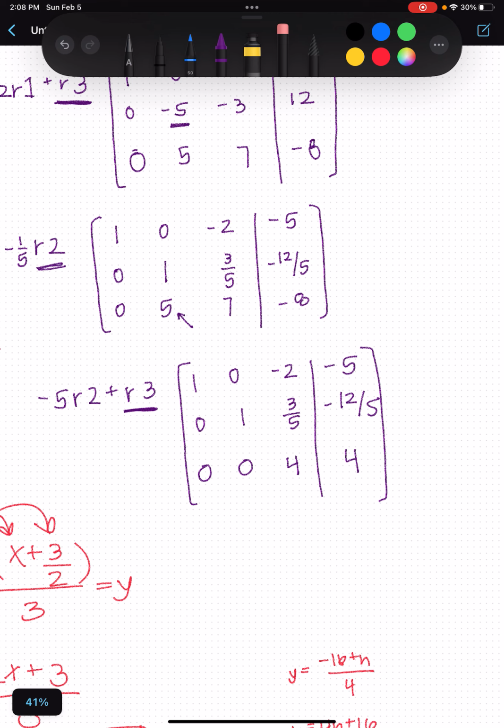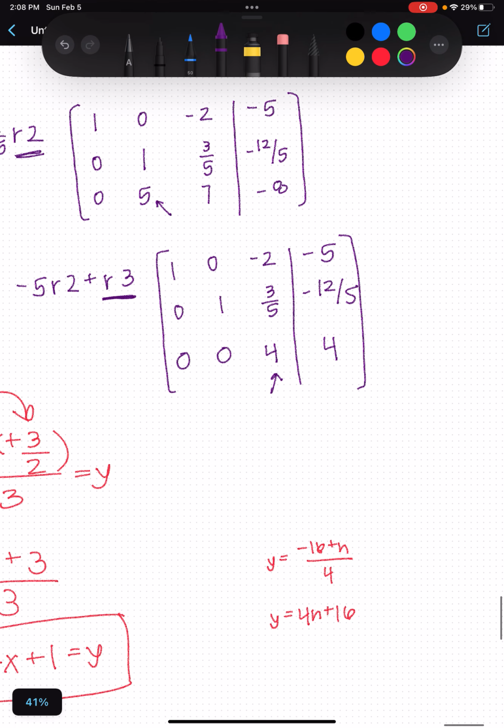Okay, so we're really close. Our first column is perfect. Our second column is perfect. Now we've got to figure out our third column. And so our third column, the first thing you want to do is get the thing that you want to be a 1 to be 1. And we want this 4 to be a 1. So the way I'm going to do that is multiply the third row by 1/4.